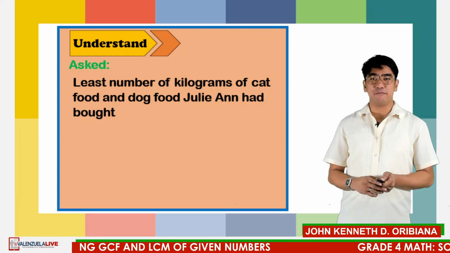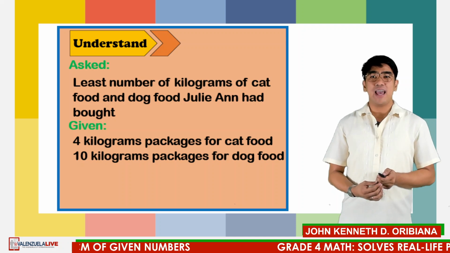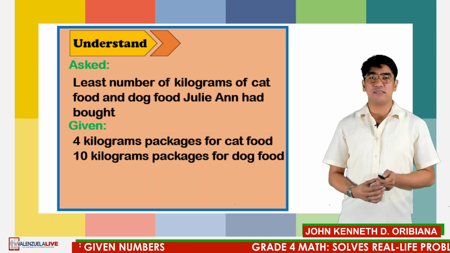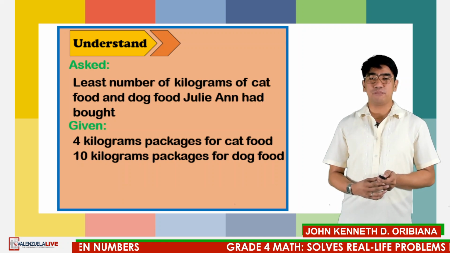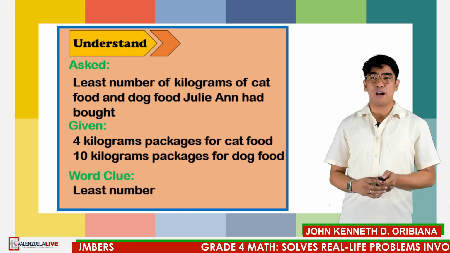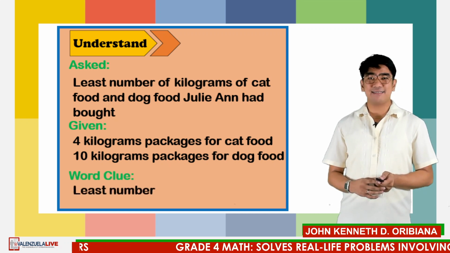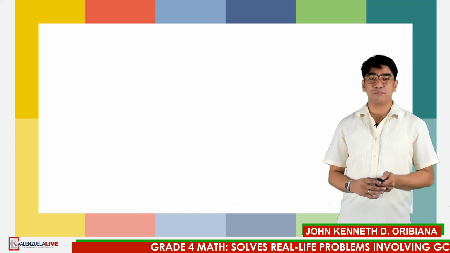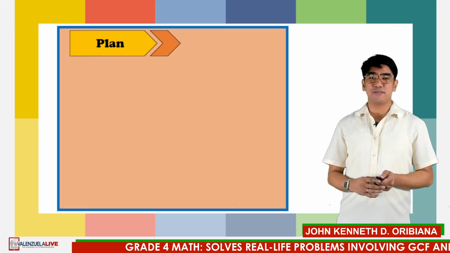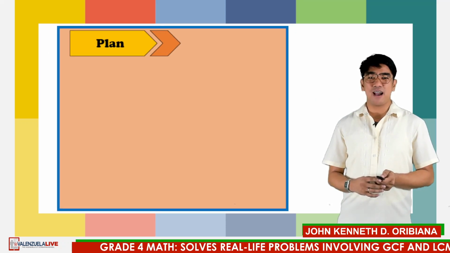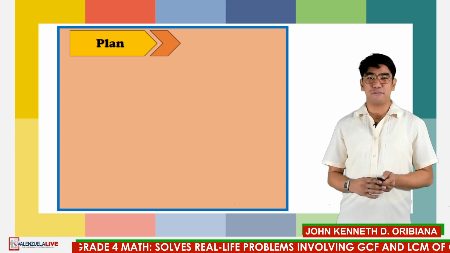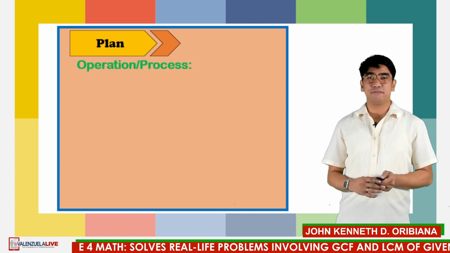And for the last number, I am the least common multiple of 8 and 9. What number am I? Very good. The answer is 72. Great job, students.